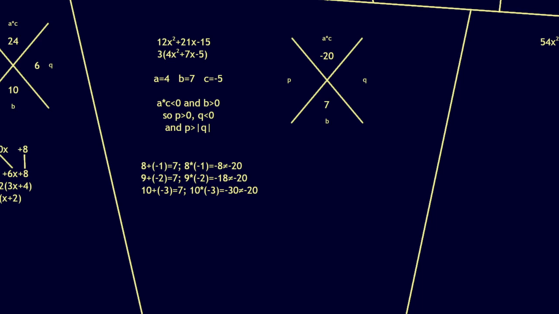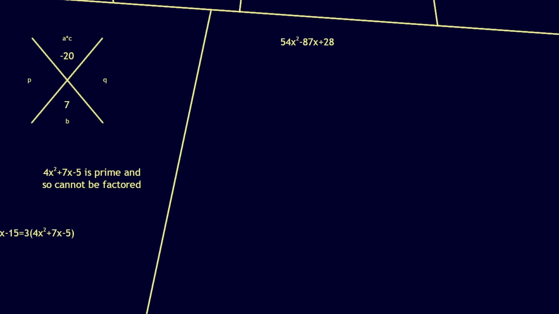Now we have a problem that's not really a problem. Since negative 2 times 9 is too large, and negative 3 times 10 is too small, there is no Goldilocks integer pair in between that actually does add to 7 and multiply to negative 20. And because we now know our two side numbers don't exist, that lets us know this quadratic is prime. So 3 times the quantity of 4x squared plus 7x minus 5 is the fully factored form.